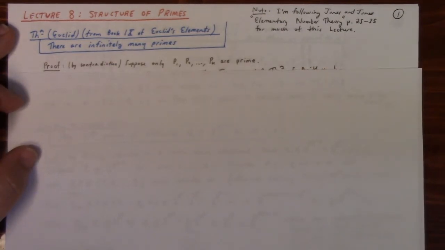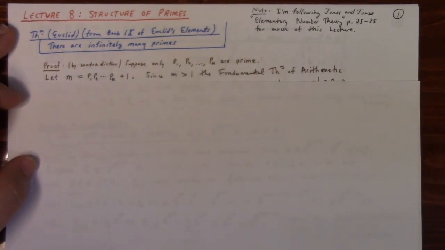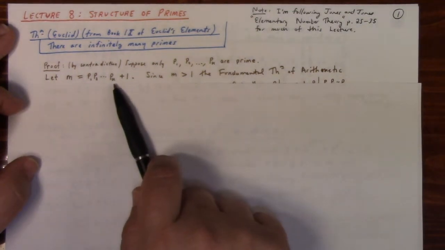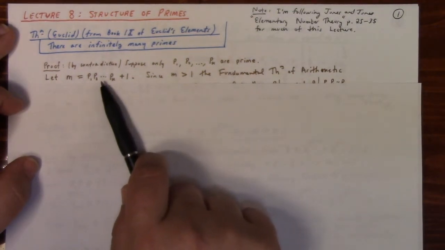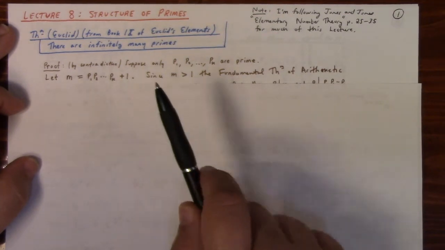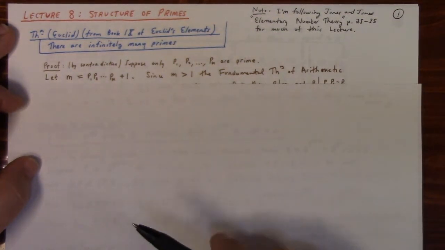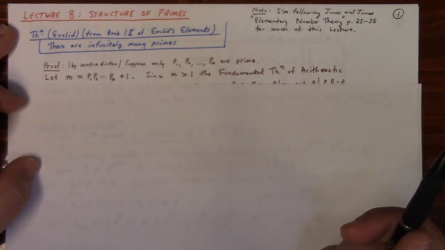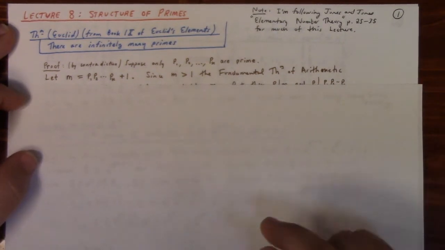Suppose that you only have finitely many primes. Let's call them P1 through Pk. If that's the case, then we can let M be equal to the product of these finite number of primes, P1 through Pk, plus 1. You're like, well, why would you do that? Well, I don't know. You'd have to go ask Euclid.